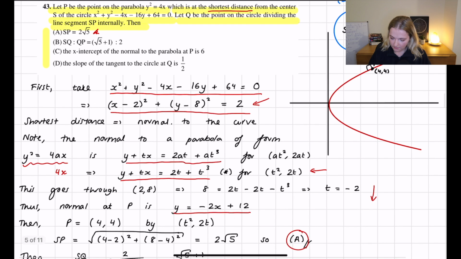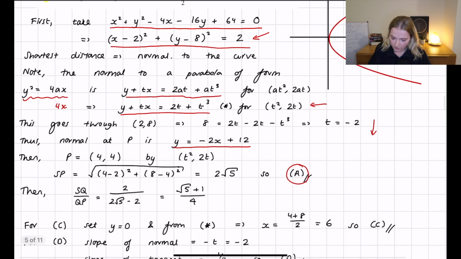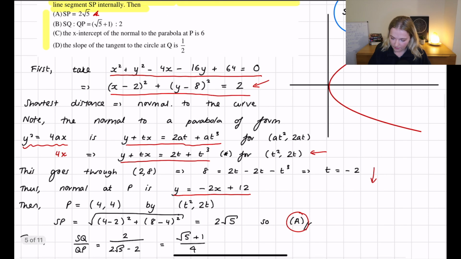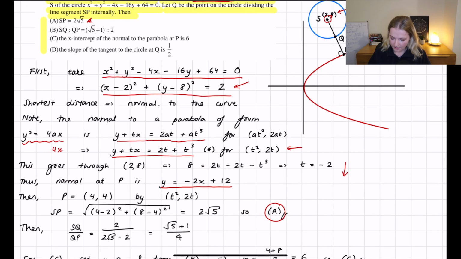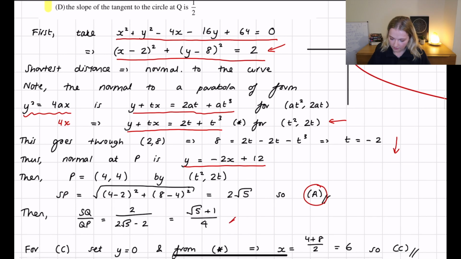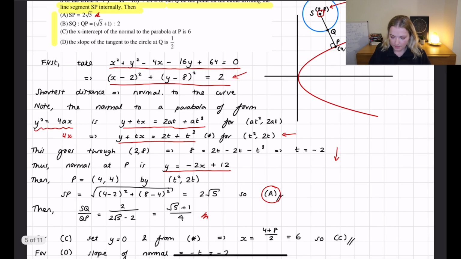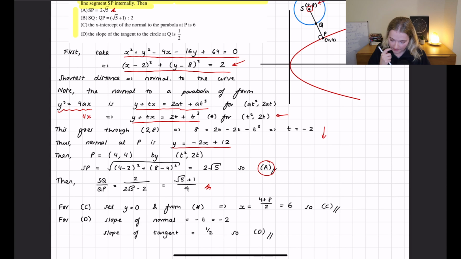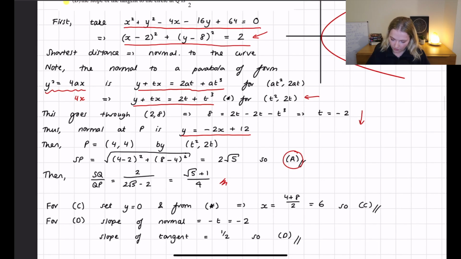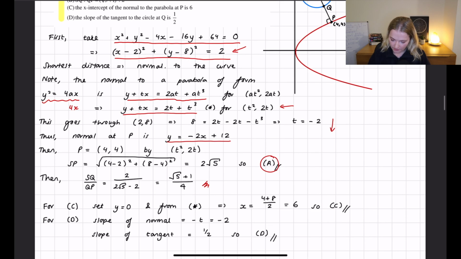Now it says calculate the ratio of SQ to QP, and once you do that you just look at the graph, look at the plot, note what the quantities are, and then you get a value for this. That is not the value given in B, so B is not correct. So for C it says the x-intercept of the normal to the parabola at P is 6, and all you do, since it says the x-intercept, is set y equals 0, and then from star, which is given here, we can calculate the value of the normal, and we find that x equals 6.